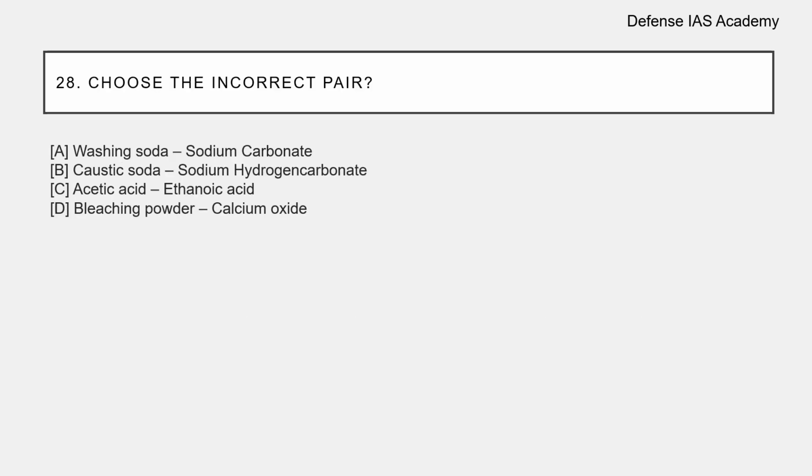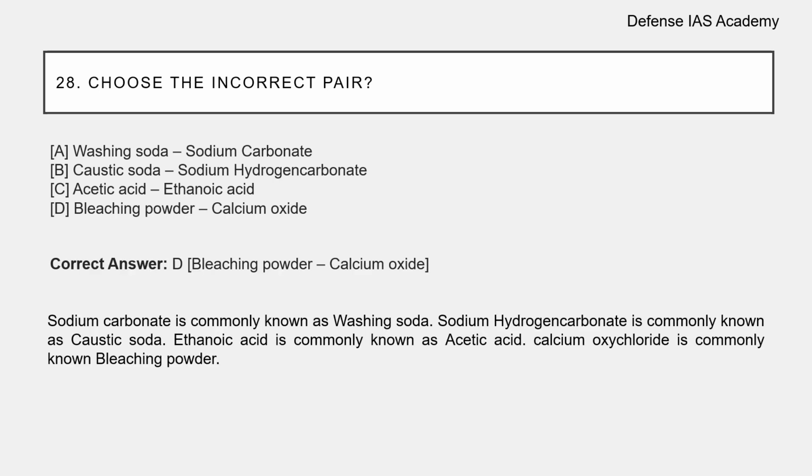Question number 28. Choose the incorrect pair. The options are option A, washing soda, sodium carbonate. Option B, caustic soda, sodium hydrogen carbonate. Option C, acetic acid, ethanoic acid. Option D, bleaching powder, calcium oxide. The correct answer is option D, bleaching powder, calcium oxide.